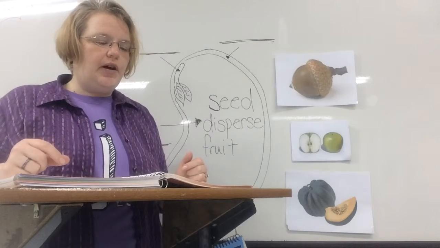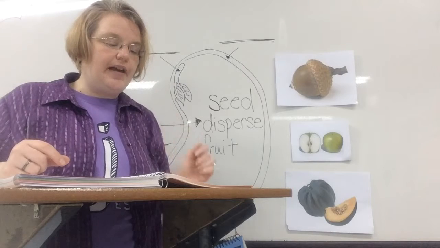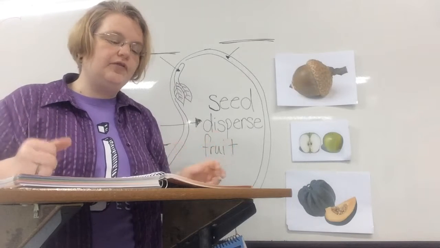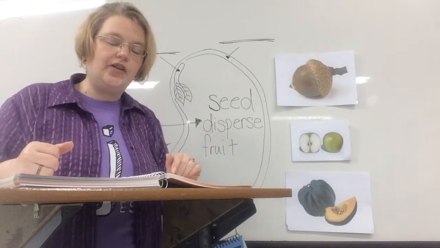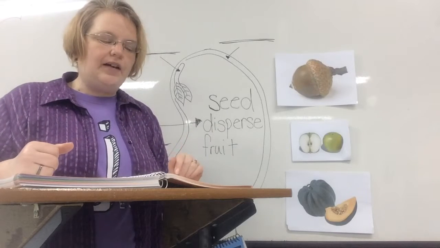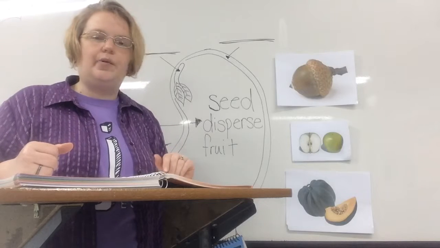After seeds begin to grow, the other parts of the flower dry up and drop off or fall off. For example, an apple tree has beautiful white petals in the spring during pollination, but there are no flower petals on the trees when you pick the apples in the fall.